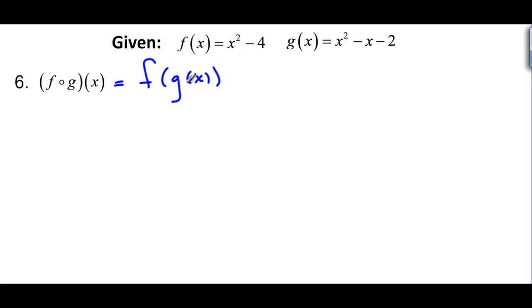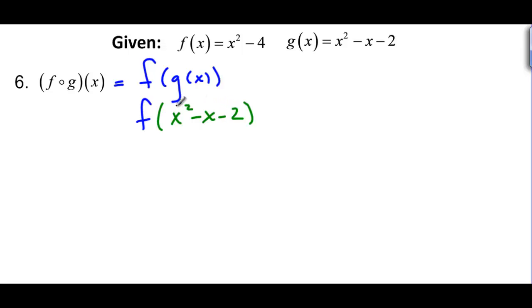So what does this mean? Well, we've dealt with our PEMDAS. When we have our order of operations, we start with our parentheses, work inside out. Well, the inside one is just an x, so I don't have anything to do with that. But I do know what g of x is. And I know g of x is x squared minus x minus 2. But I still have this f on the outside. So what is it asking me to do?